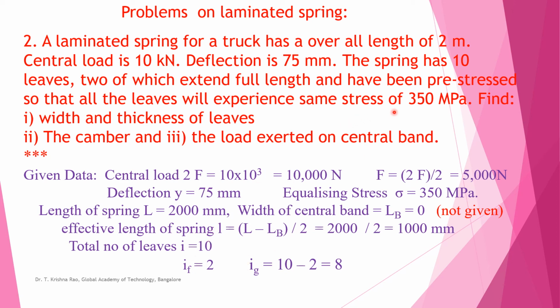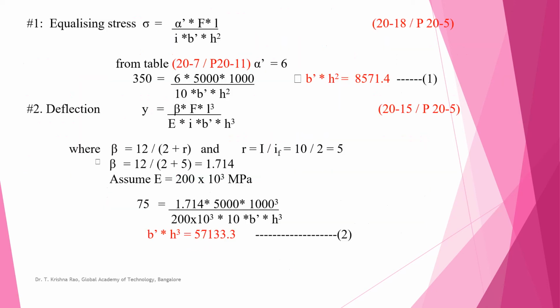So compared to the last problem, two things are different here. One is the number of leaves given, the other is that equalizing stress is given. The width of the band is not given, so please remember, whenever width is not given, take it as 0. Instead of sigma F like the last problem, we have to use the sigma equation. Everything else is the same. Alpha dash is always directly 6 from the table.